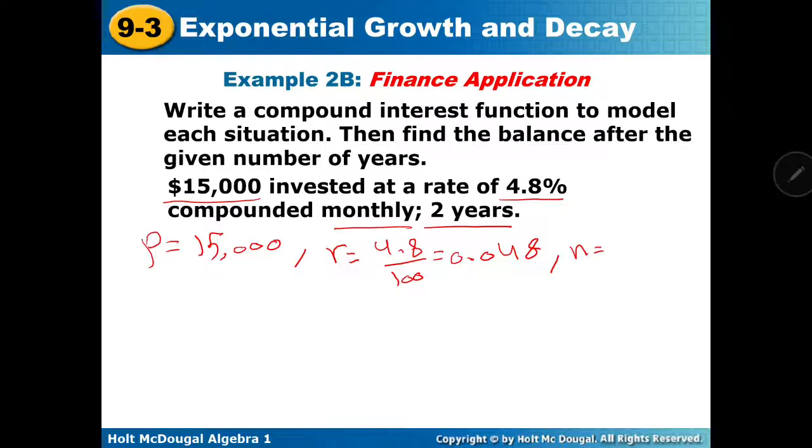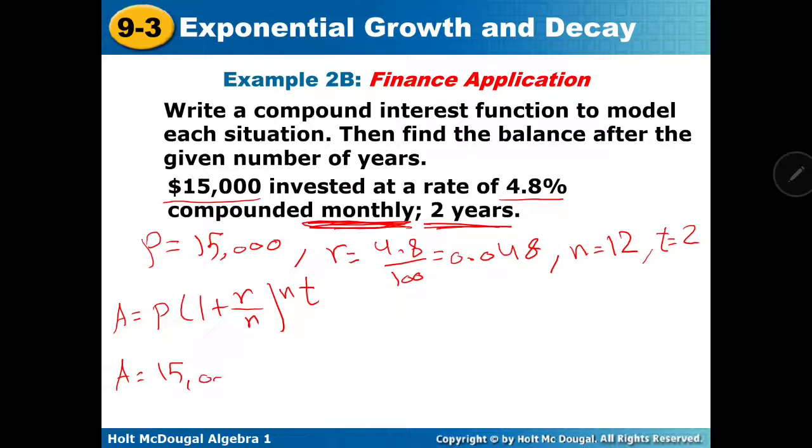Then n is what? It says here compounded monthly. How many months in the year? 12 months, so n is 12. After that, t is 2, because it said 2 years. Substitute in the function. A equals P multiplied by (1 plus r over n) to the power nt. A equals 15,000 multiplied by (1 plus 0.048 over 12) to the power nt. N is 12, so 12t.